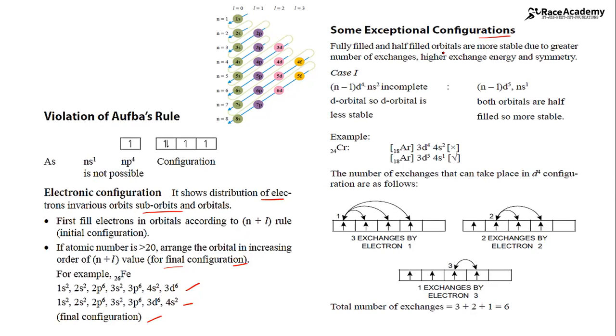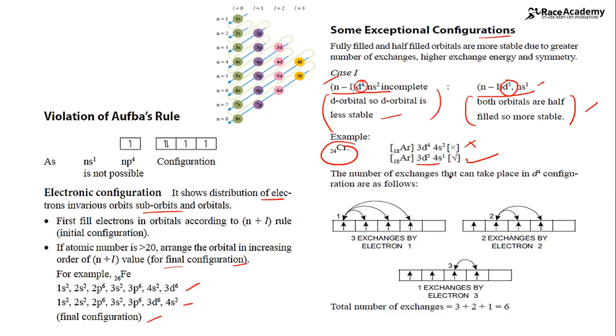Now, what are the exceptional configurations? We have one exceptional configuration in case 1, that is chromium. Usually (n-1)d4 ns2 would be the incomplete configuration, but (n-1)d5 ns1 we can write, as both the orbitals are half filled, which is suggested. The d orbitals are less stable without a half filled configuration. So d4 is unstable, d5 is stable. That is why 3d5 4s1 is the exceptional configuration for chromium, and finally chromium is given 3d5 4s1, not 3d4 4s2.